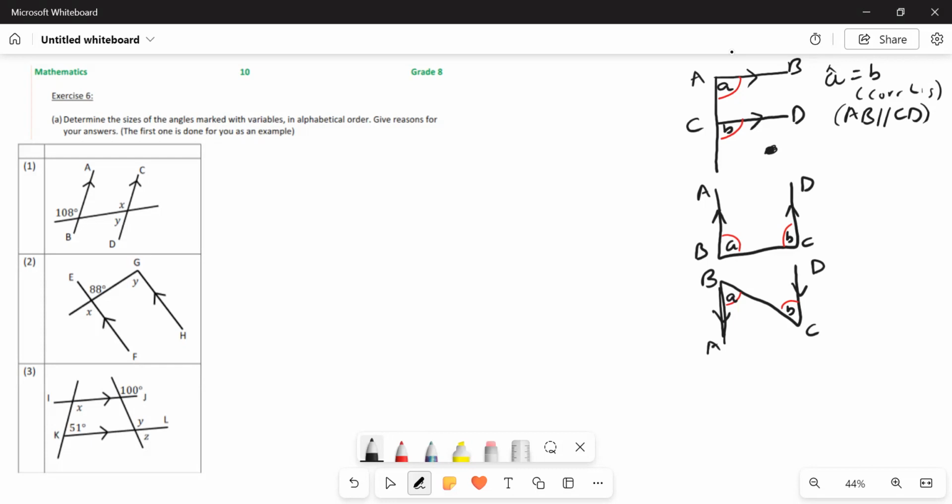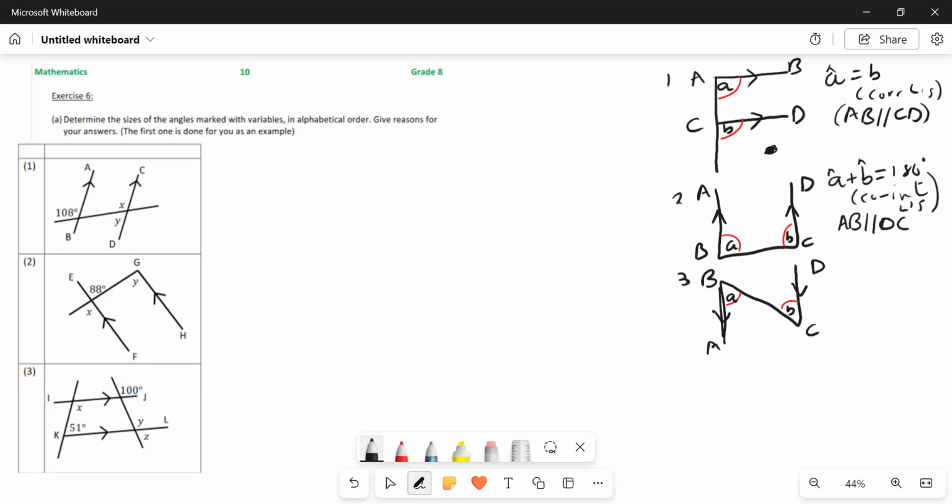Now let's move. This is the first one. We have the second one and the third one. On the second one, we have the co-interior angles, meaning the interior angles are supplementary. So the co-interior angles are supplementary. The reason we say co-interior angles, because AB is parallel to DC. That's good.